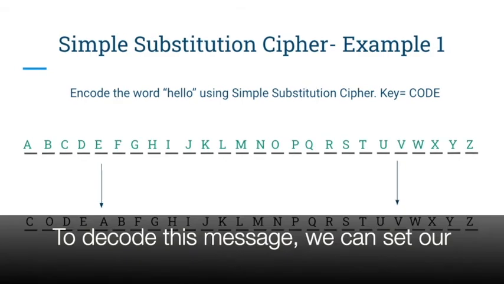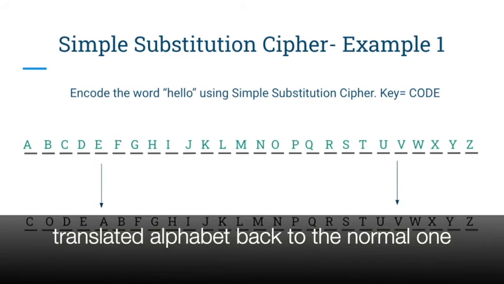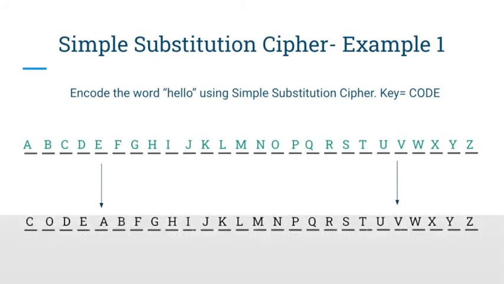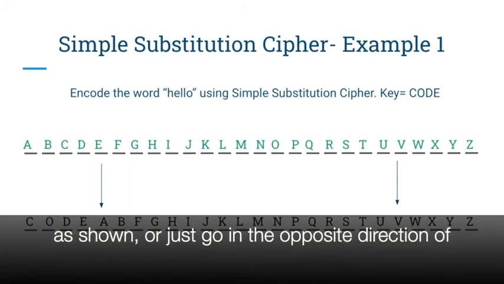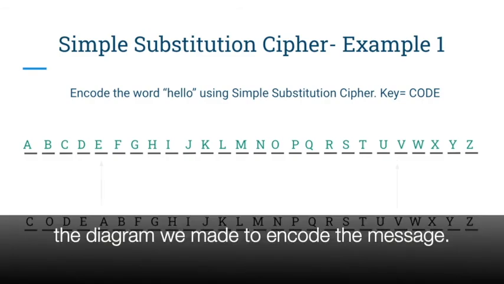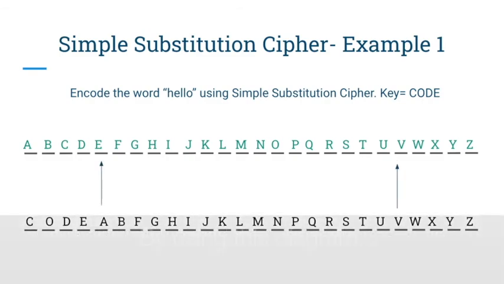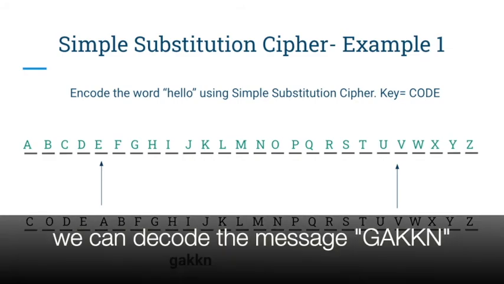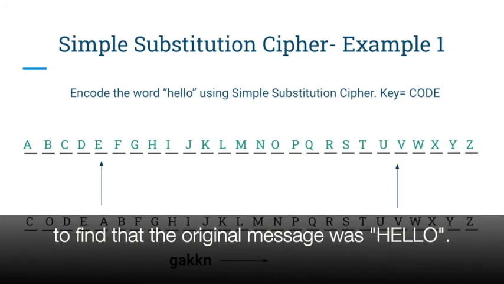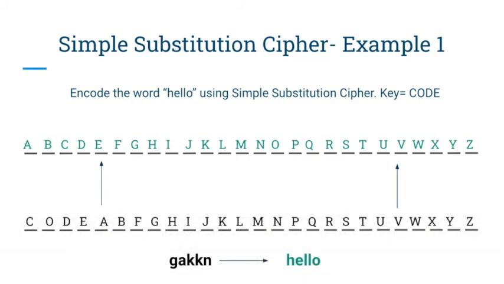To decode this message, we can set our translated alphabet back to the normal one as shown, or just go in the opposite direction of the diagram we made to encode the message. By using this diagram, we can decode the message GAKKN to find that the original message was hello.